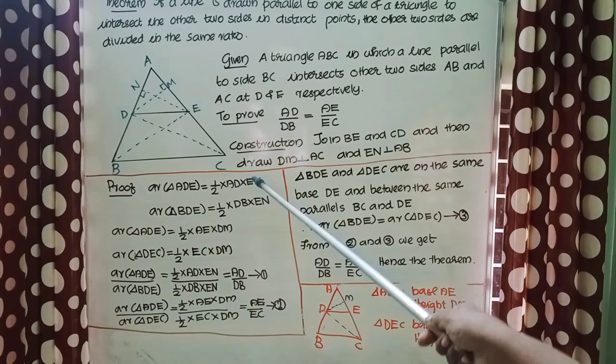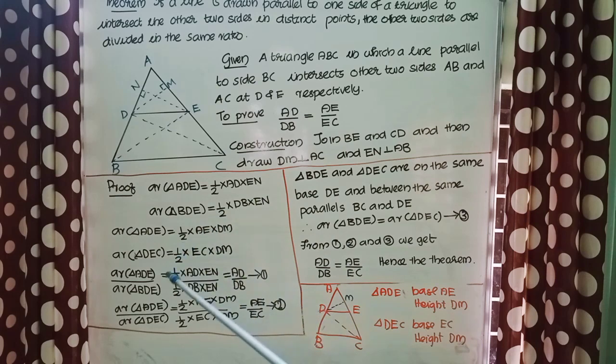We are going to divide the first two equations. Area of triangle ADE by area of triangle BDE, that is equal to half into AD into EN by half into DB into EN. Let us cancel half and half, EN and EN, we get area of triangle ADE by area of triangle BDE equal to AD by DB. Let us keep it as equation number 1.